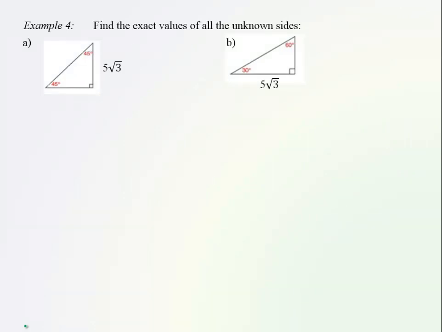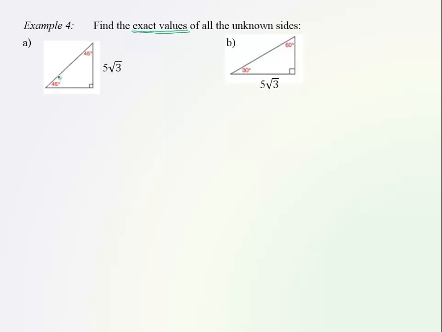Okay, so now we can practice if we remember those relations. We have two triangles given. We need to find the exact values of all unknown sides. If a question calls for exact values, you don't use calculator. You need to find the exact value just by using arithmetic or algebra.